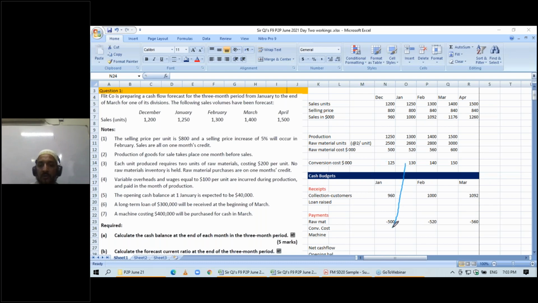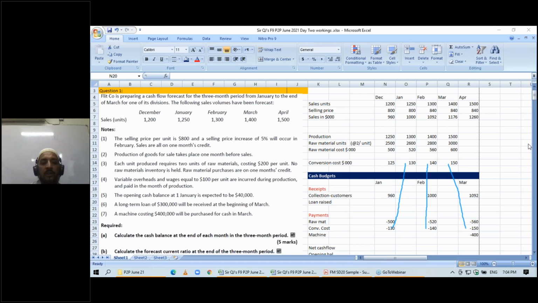January's conversion cost is 130, then February, and then March. So it's 130, 140, and 150. Then they say they have purchased a machine, note number 7, for 400,000 in cash in March. So there will be an outflow of 400,000 in March. There will be two portions in the cash budget, the receipt portion and the payment portion, in which will be put the receipts and payments.